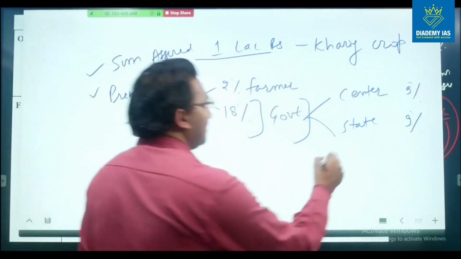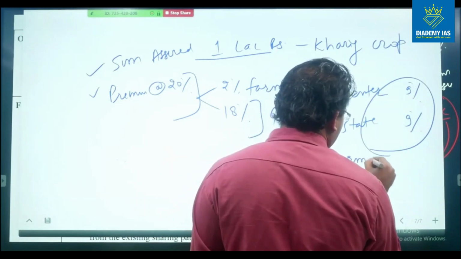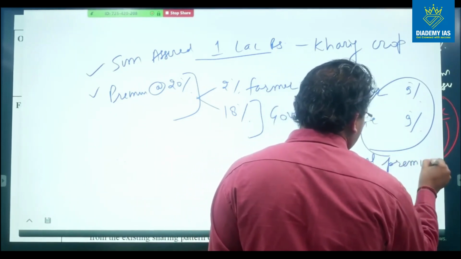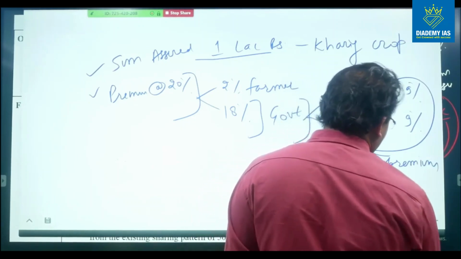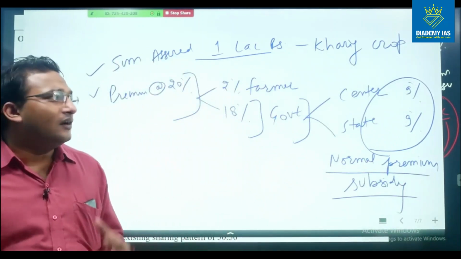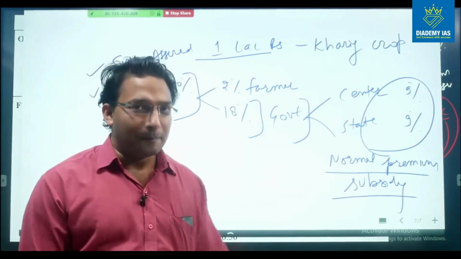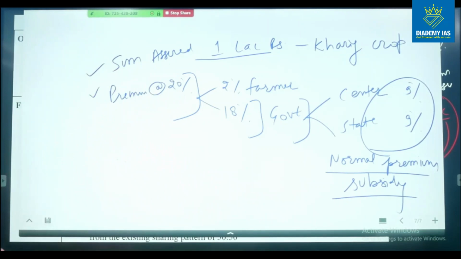And this is basically called normal premium subsidy. So there is a term, normal premium subsidy. Normal premium subsidy means the subsidy which has been given by the government in the form of premium under the Pradhan Mantri Fasal Bima Yojana. So this is how this scheme works. Now recently some changes have been introduced.